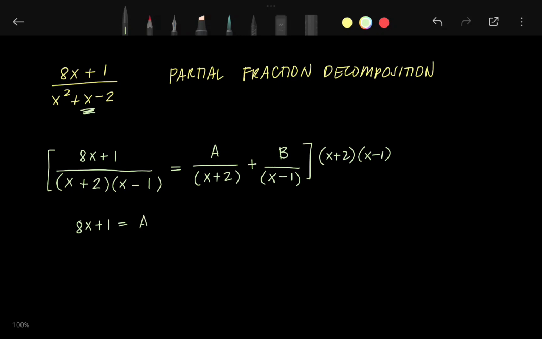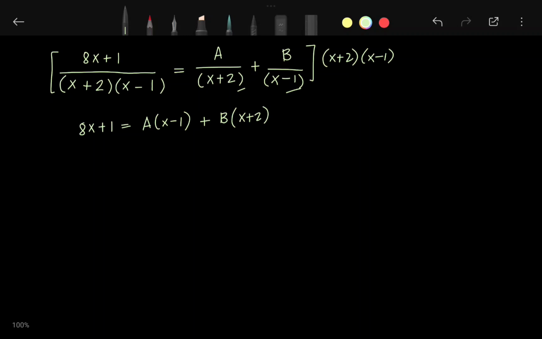Equals A, but x plus 2 times x minus 1 divided by x plus 2, the x plus 2 cancels out, and what remains is x minus 1. The same happens with B. The x minus 1 cancels out, and what remains is just x plus 2. Let me scroll up. At this point, you think of the roots. For this expression to become 0, x should be equal to 1, so that 1 minus 1 is equal to 0, right?